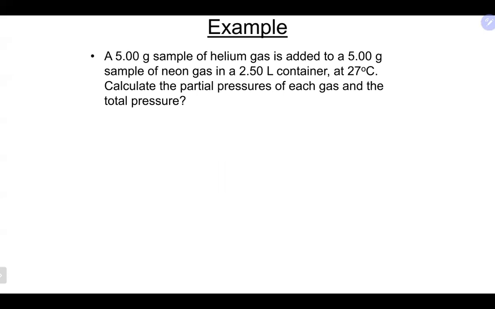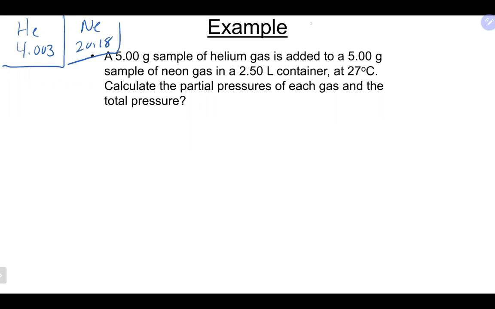So why don't we try one here, see how you do. We have 5 grams of helium and 5 grams of neon. They're in a 2.5 liter container at 27 degrees. We are looking for the partial pressure of each gas and also the total pressure. So helium from the periodic table is 4.003. And neon is 20.18, we'll call it.